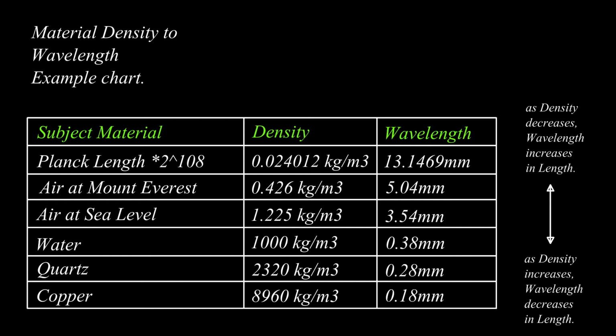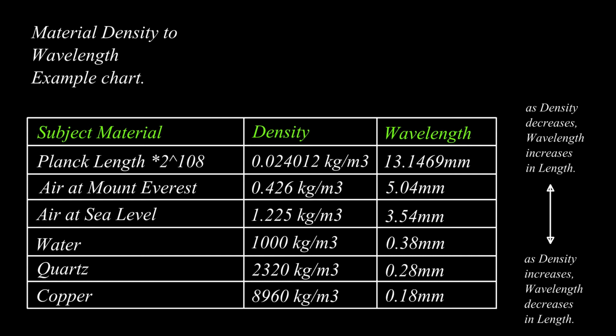And that is the corresponding wavelength, 13.1469, so the same. But moving to things found in nature, or materials and substances found in nature. For example, air at Mount Everest has a density of 0.426 kilograms per cubic meter, which means that at Mount Everest it has a corresponding wavelength of 5.04 millimeters, scaled up from the Planck length.